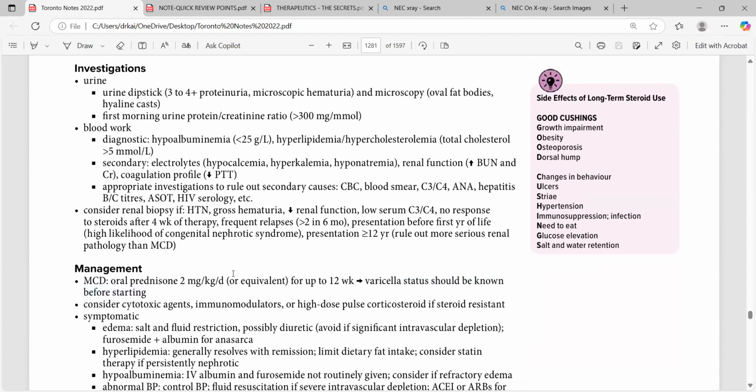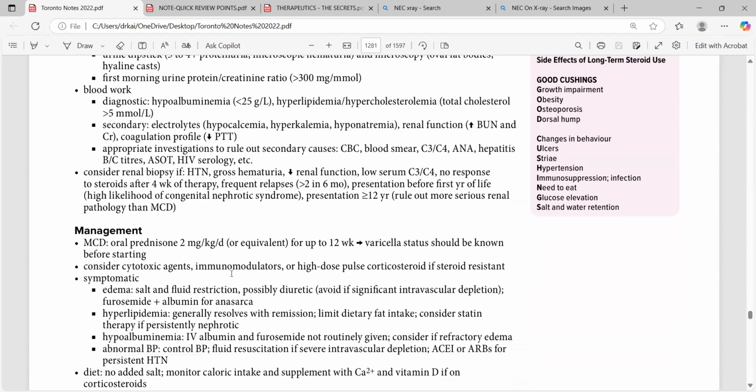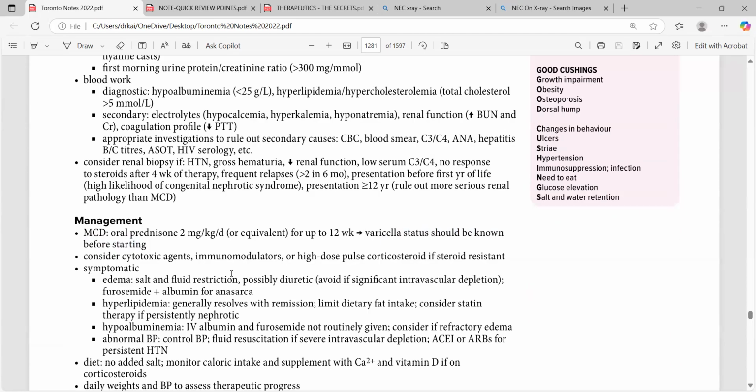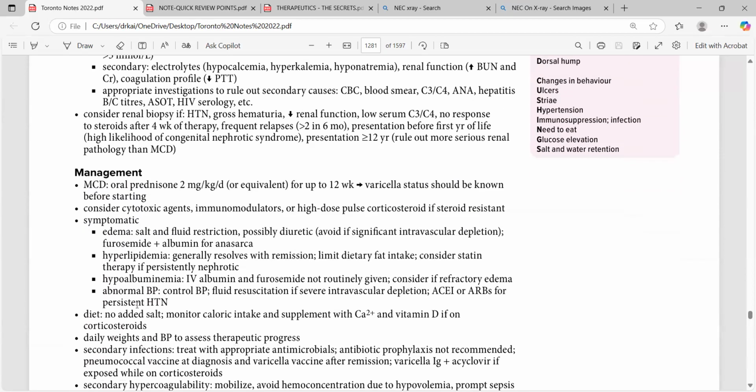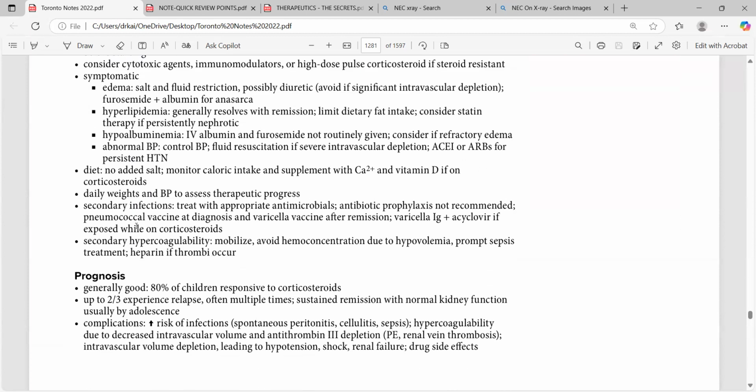The child will present with edema of the eyes and then the legs, with more edema in the morning than at night, and we notice this is going on for too long. In those cases, you can think of MCD, minimal change disease. Then what is the symptomatic treatment? For edema, salt and fluid restriction. For hyperlipidemia, limit dietary fat. For hypoalbuminemia, IV albumin, and control the BP.